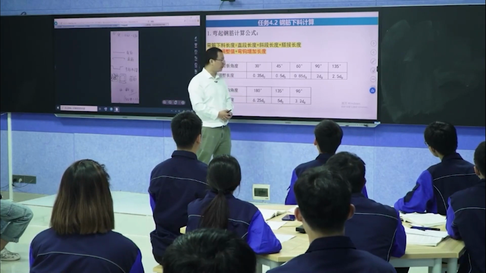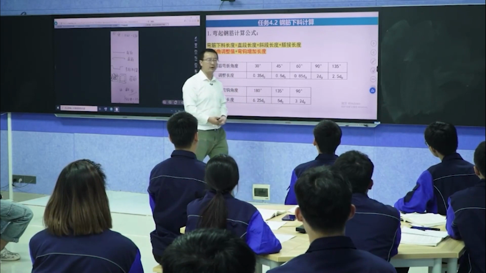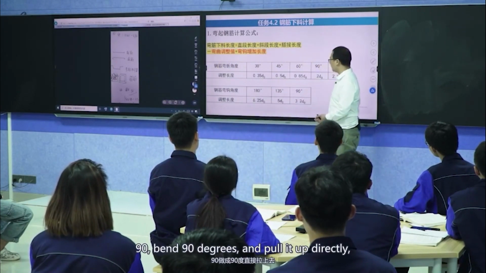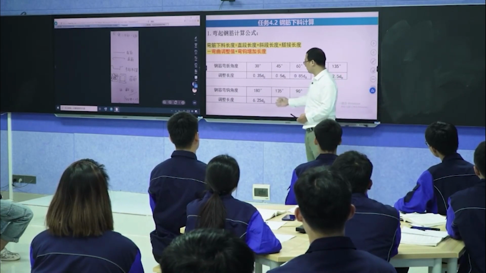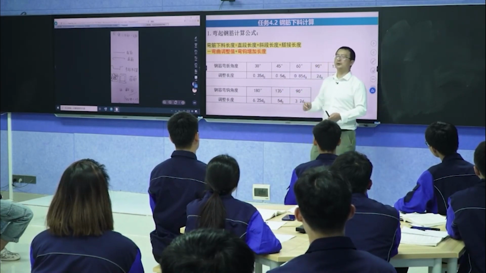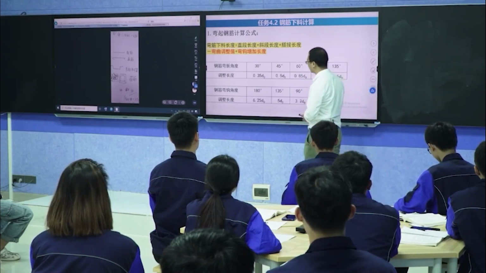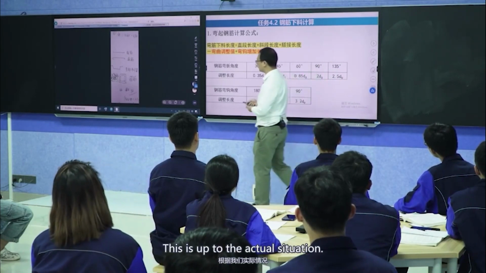Like the hook here, the angle for the hook is normally 180 degrees. Sometimes we will bend at a 90-degree angle, bend 90 degrees and pull it up directly. Sometimes we will bend an angle of 130 degrees to make it easier to pour concrete into the member. This is up to the actual situation.